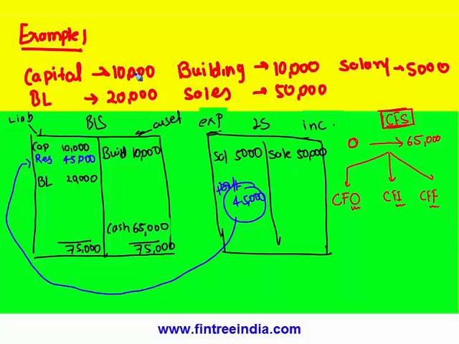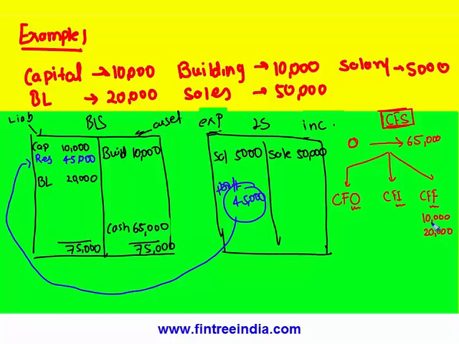So transaction number 1, capital 10,000, is it CFO, CFI or CFF? CFF. Since it's a financing nature of activity, we will say 10,000 is a part of CFF. Then bank loan 20,000, it should be a part of CFF. So since it's a financing activity, again we will say 20,000.